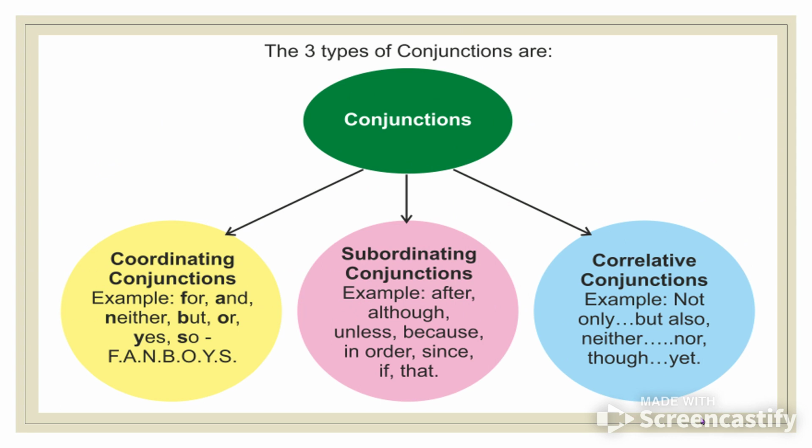Now, next is subordinating conjunctions, and the words that are used as subordinating conjunctions are after, although, unless, because, in order, since, if, that, etc. The last one is correlative conjunctions, which are not only, but also, neither, nor, though, yet. So there is a pattern here, children. What is the pattern? That they are used in pairs. They come in pairs. For example, not only, but also, it's a pair of two words.